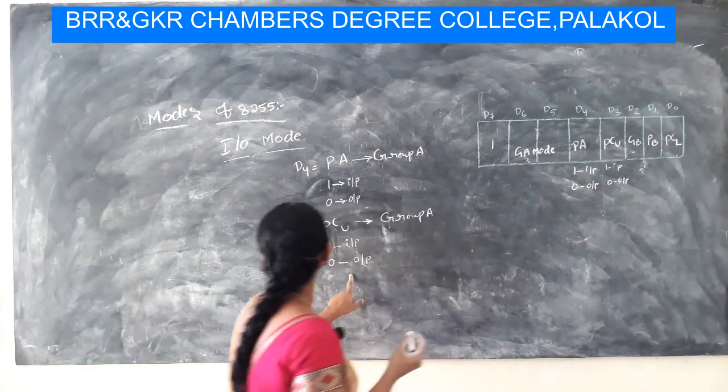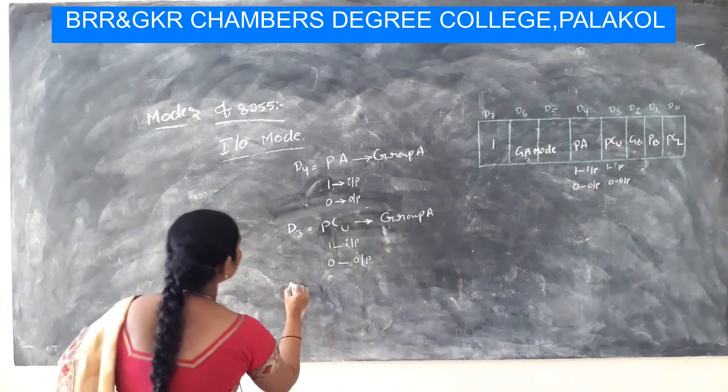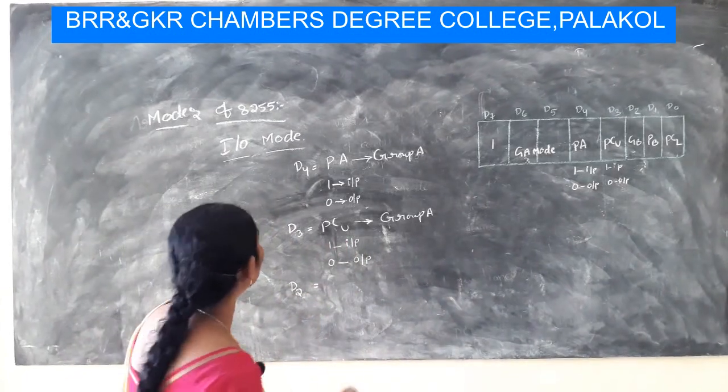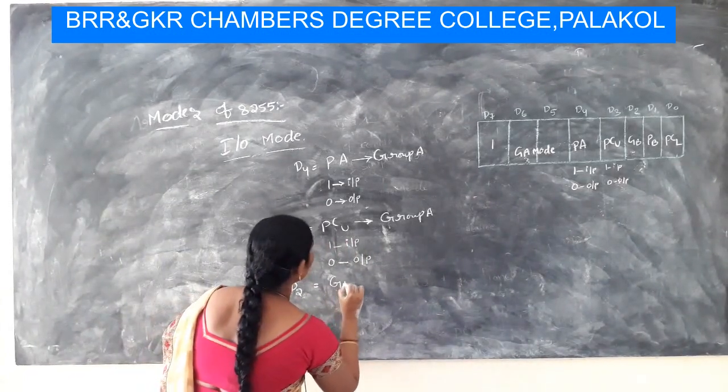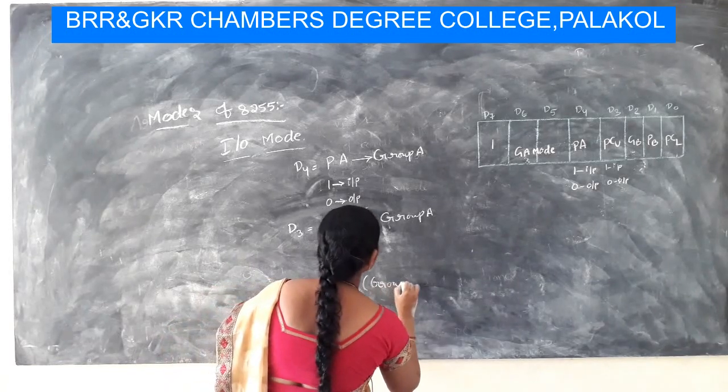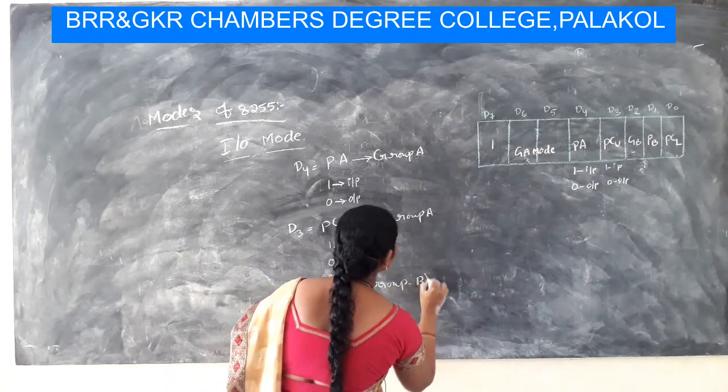And next coming to the bit number D2. So here the bit number D2 is GB, that is nothing but group B.